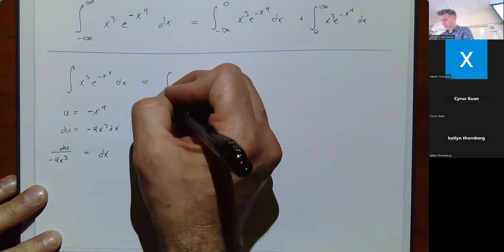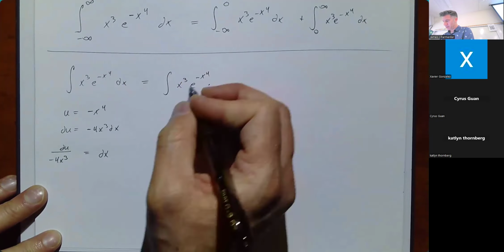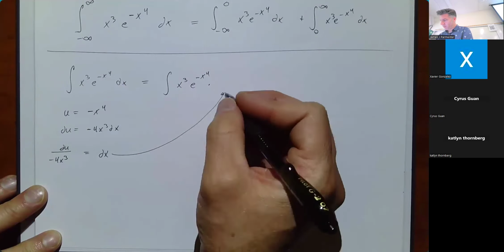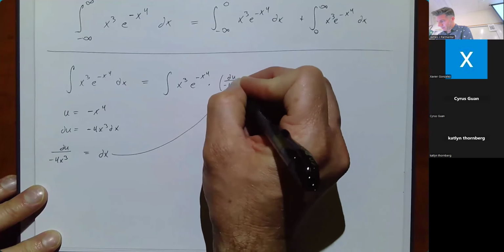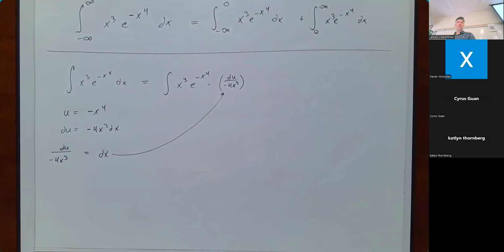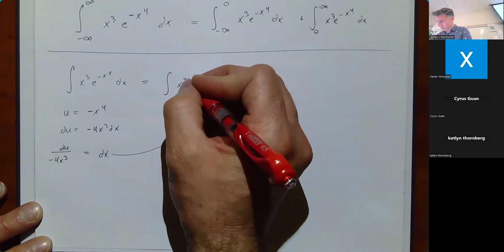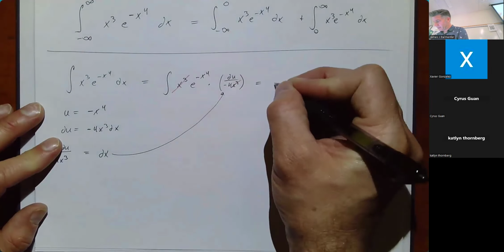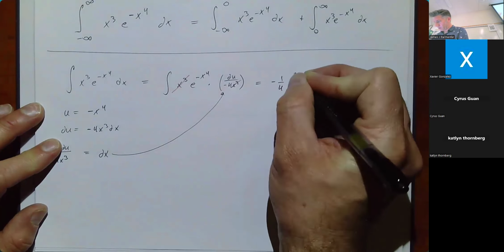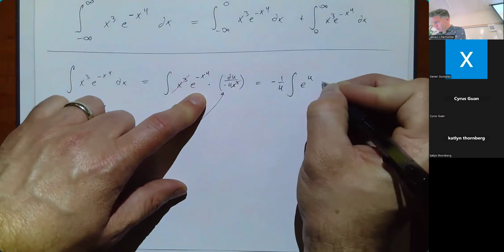So this is going to be the integral of x cubed e to the negative x to the fourth times du over negative 4x cubed. Whenever you do this, your first thing to do immediately is to cancel, if you can, whatever is in that denominator there. And then we replace everything that's left. So then we're going to write this as negative 1/4 times the integral of e to the u du.